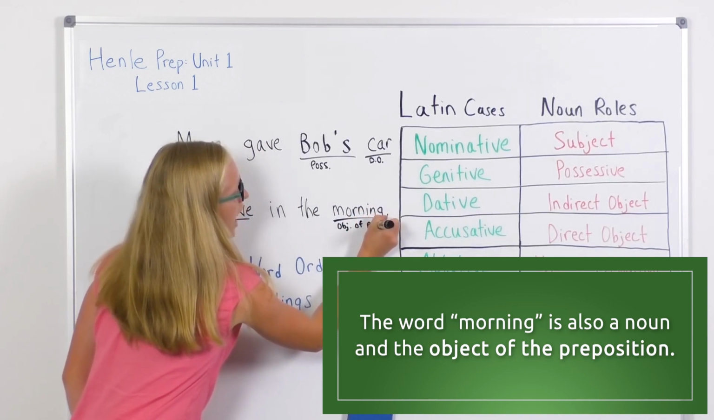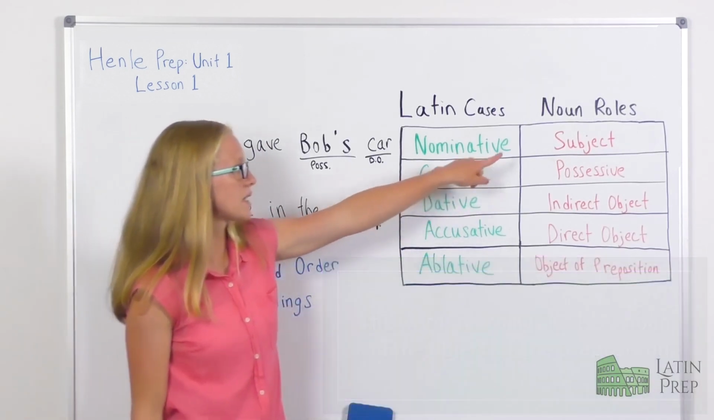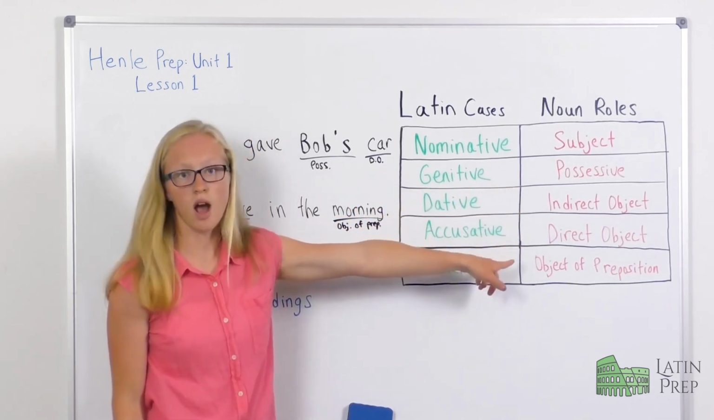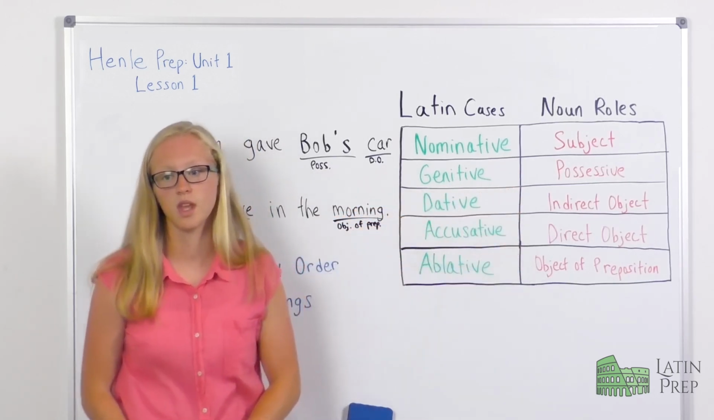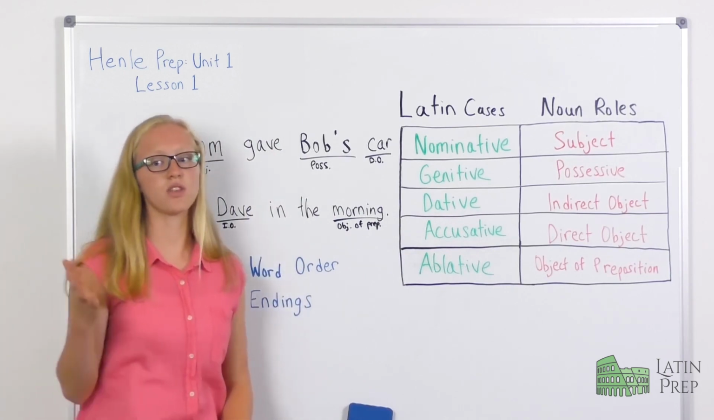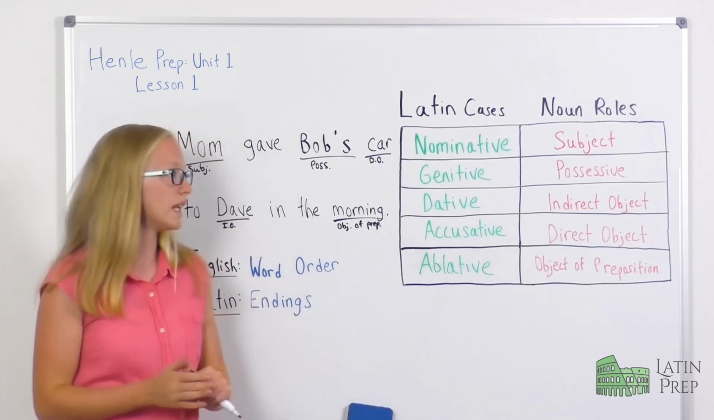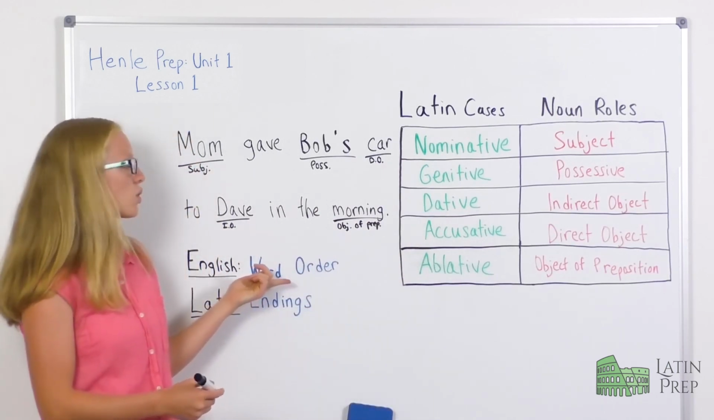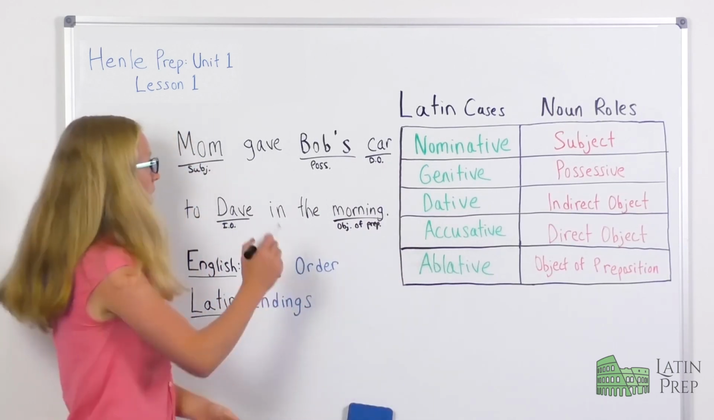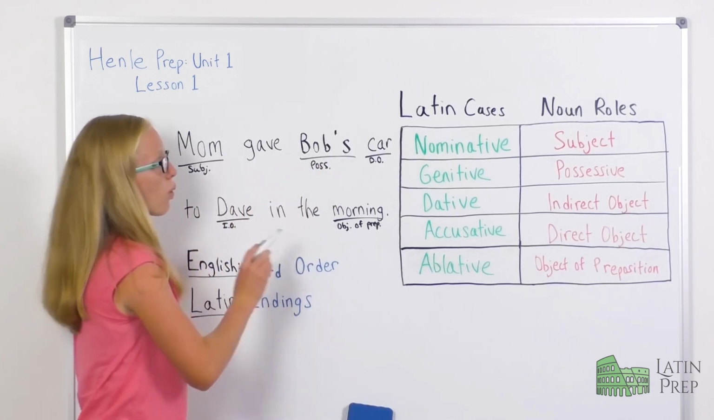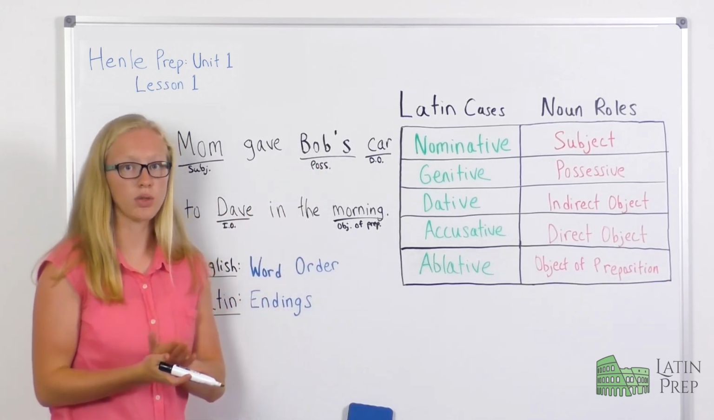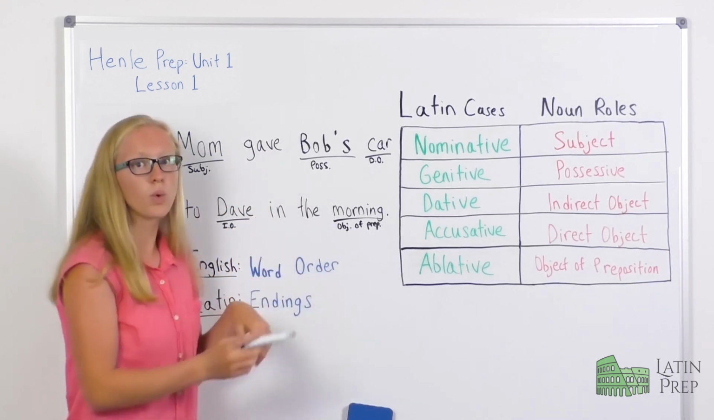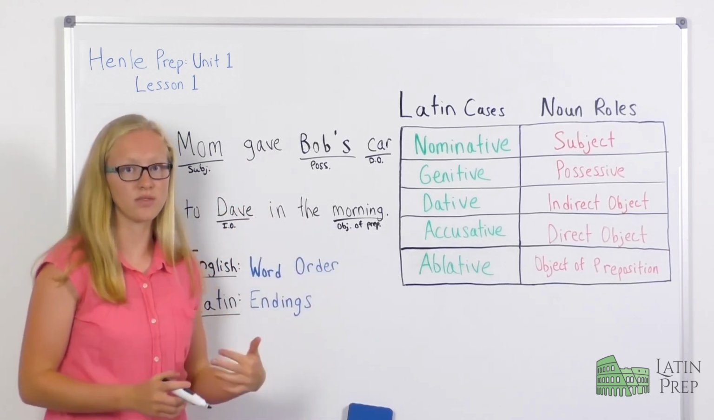So these are the noun roles they can play: subject, possessive, indirect object, direct object, and object of the preposition. Now in language, we must either have word order or endings to tell these differences apart. In English, we have word order. These words are in a particular order to tell us a particular thing. If we were to mix all these words up, you would have a completely different meaning.